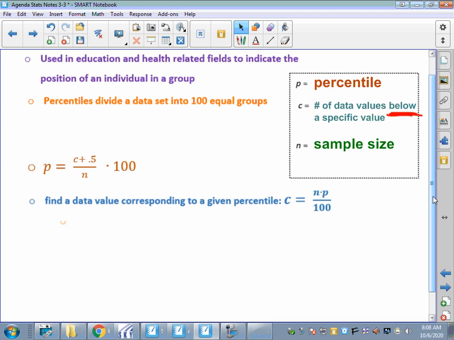And last but not least, just like when we find class width in a frequency table, if C doesn't come out to a whole number, round up no matter what. So that's the second time we've done that. Always round up. So let's do an example of each of these.